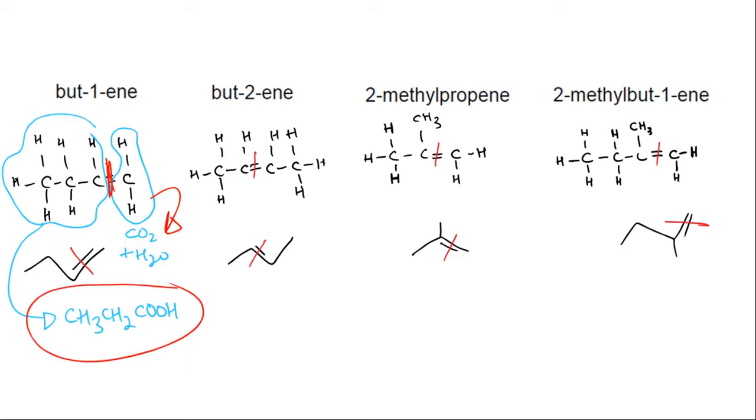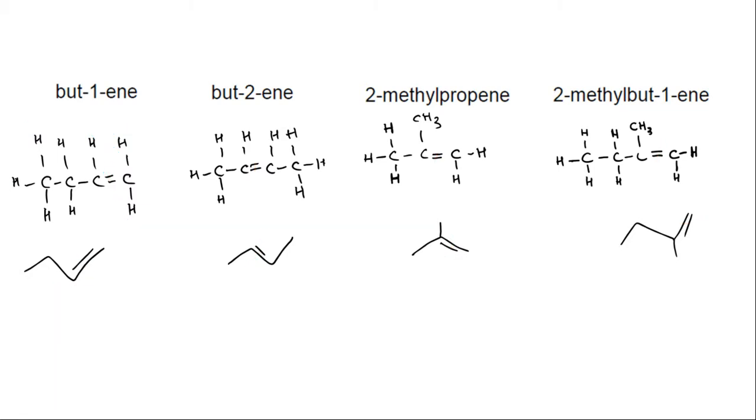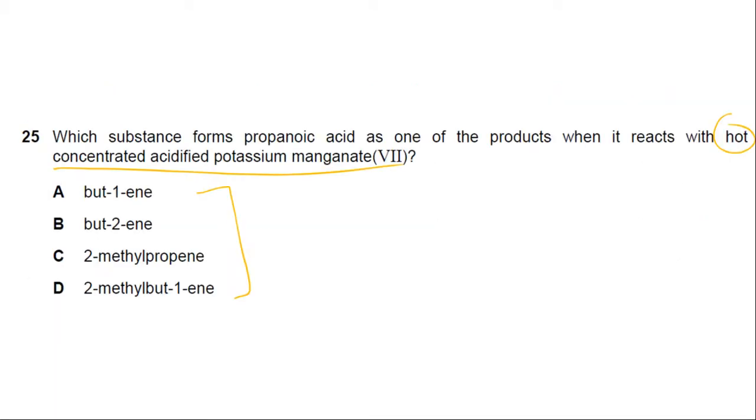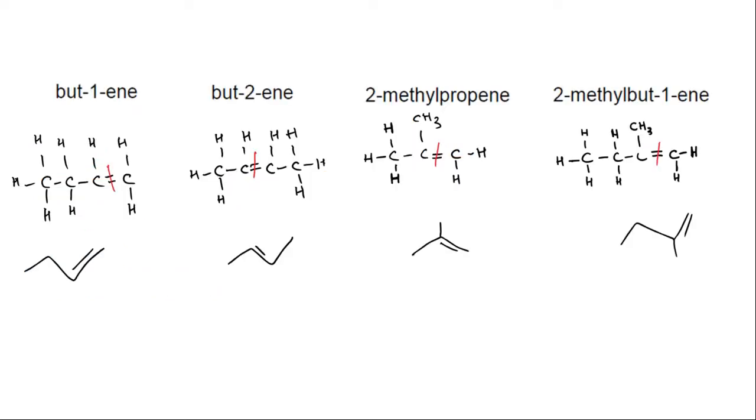And this carboxylic acid, how did I get it? I said CH3, CH2, and then CH, and over here you attach the OH. And what you get here is propanoic acid. They asked us which of them will give us propanoic acid, and that's but-1-ene. But just for clarification, I'll also do B, C, and D.